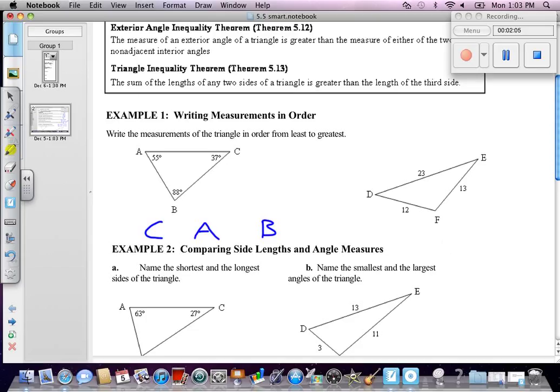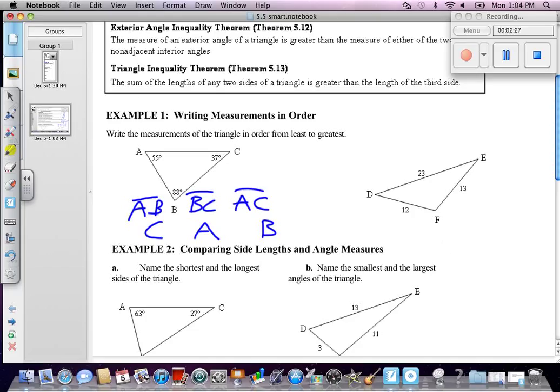Now let's talk about sides. What side is opposite C? AB. AB is opposite C. What side is opposite A? BC. And what side is opposite B? AC. Let's see, least to greatest.